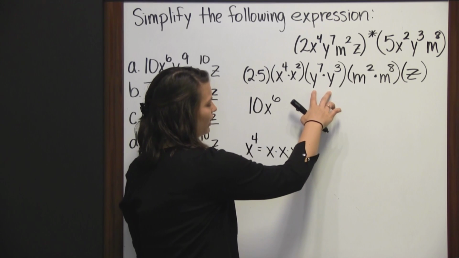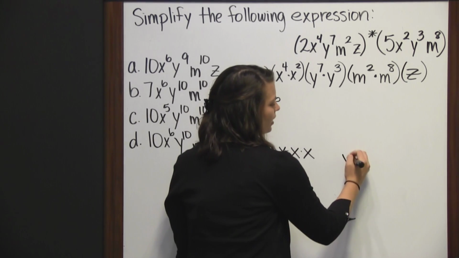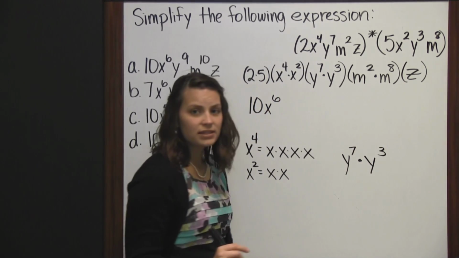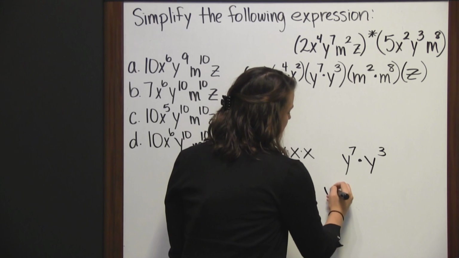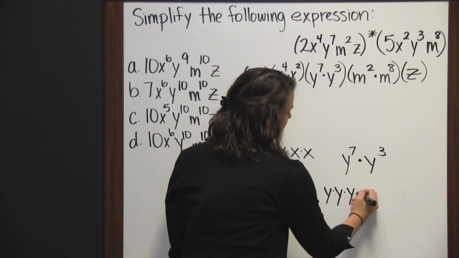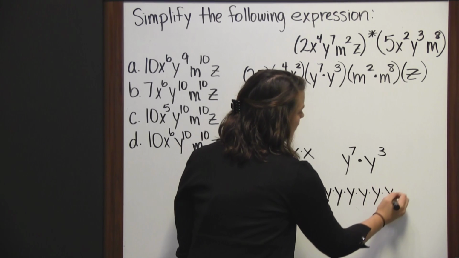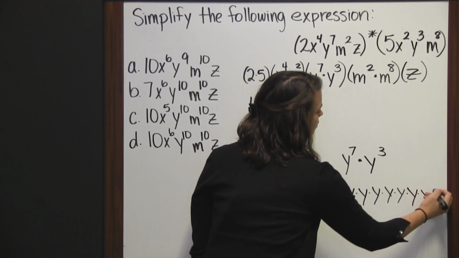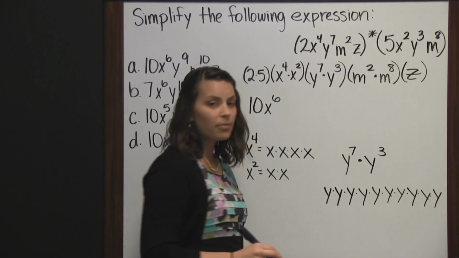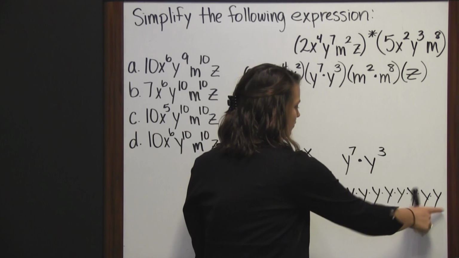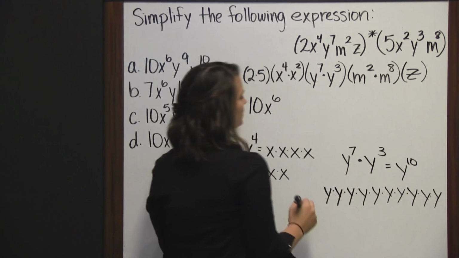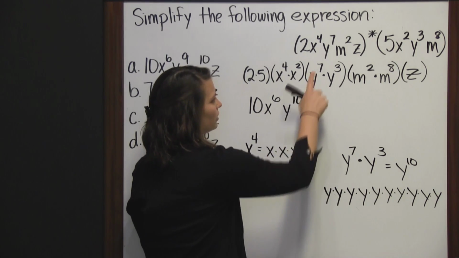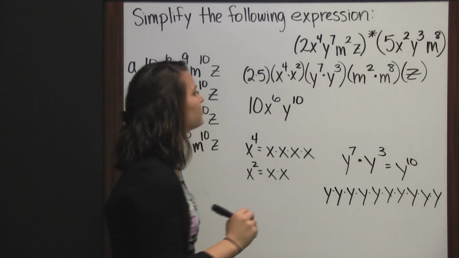And it's the same thing with y to the 7th times y cubed. Let's look at that one a little differently. Y to the 7th is y times itself 7 times, 1, 2, 3, 4, 5, 6, 7, times y cubed, so times 1, 2, 3. So what we end up with is y times itself a total of 10 times. So y to the 7th times y cubed is y to the 10th. Or again, we're adding those exponents.